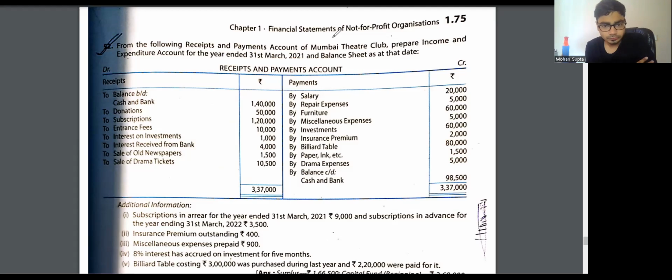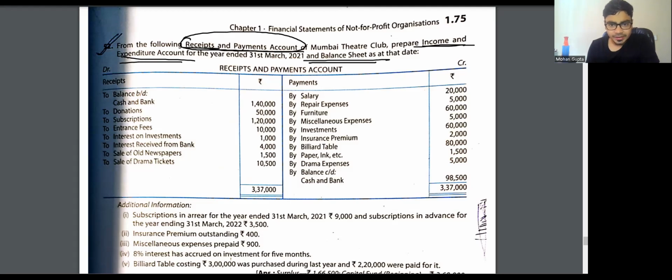So the question is, from the following receipt and payment account, prepare income and expenditure account and balance sheet. This is the standard question that we discussed yesterday as well. You are given a receipt and payment account, and you are expected to prepare the income and expenditure account and balance sheet. Sometimes you are just expected to prepare the income and expenditure account, sometimes both. In this case, you have to prepare both.